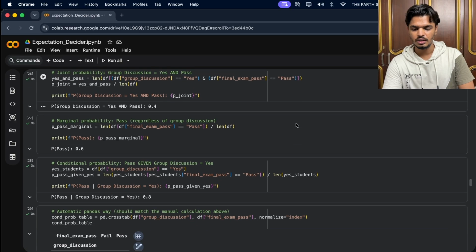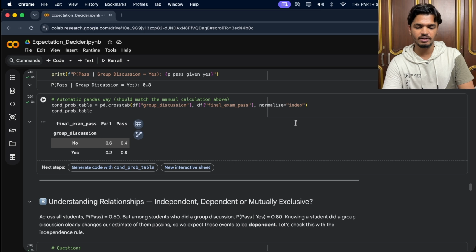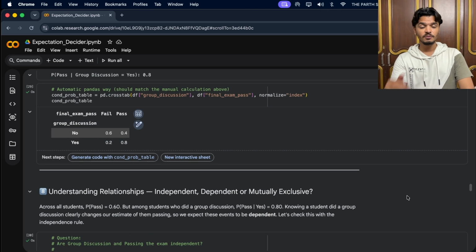You can see it's well commented and easy to understand for anyone who sees this file for the first time. So the jump from 60% to 80% is a big clue.